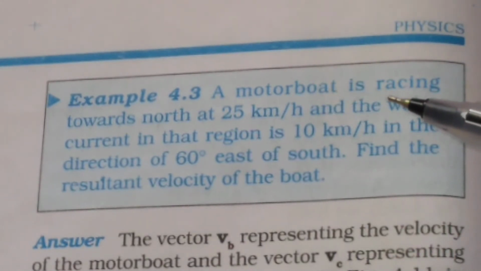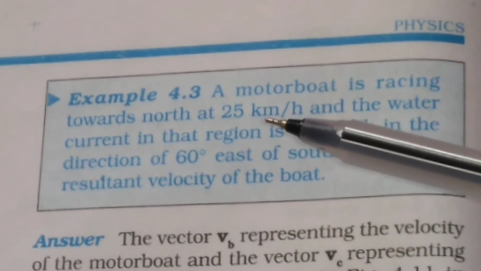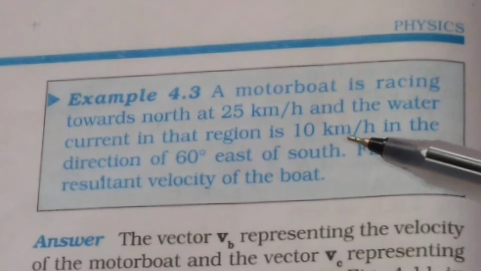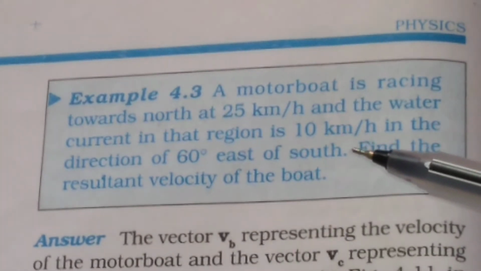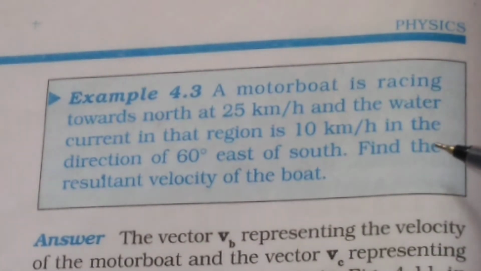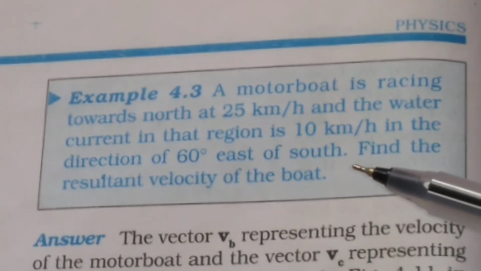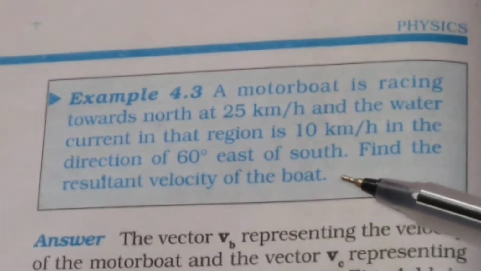A motorboat is racing towards north at 25 km per hour, and the water current in that region is 10 km per hour in the direction of 60 degree east of south. Find the resultant velocity of the boat.